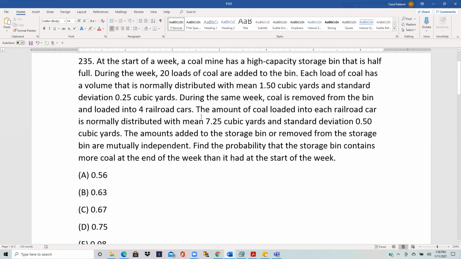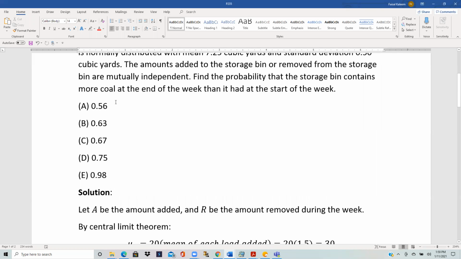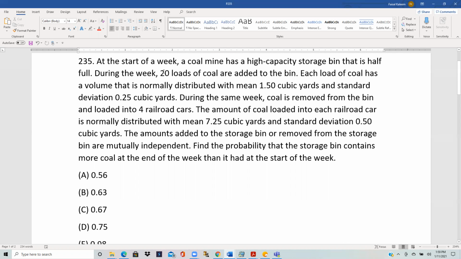So, 20 loads are added. If we want to find the total that is added, each load that is added has a volume that is normal with mean 1.5 and a standard deviation 0.25. So we are interested in the total amount that's added and also in the total amount that's removed, so that we can see whether more is added or more is removed. That's what we are asked for.